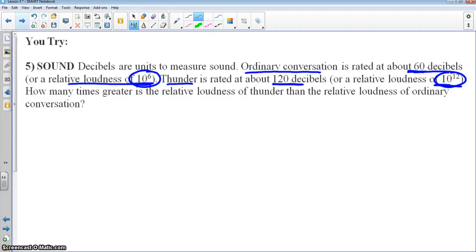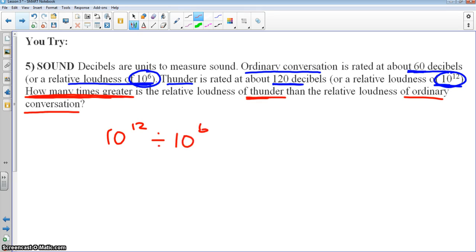Now, it says right here, how many times greater? Oh, we just learned that how many times means division. So basically, what are we dividing? The thunder divided by the ordinary conversation. So thunder was 10 to the 12th. You just have to go back and look for that. And the ordinary conversation was 10 to the 6th. Okay, so make sure you go back and read the question and see if you can pull that information out.